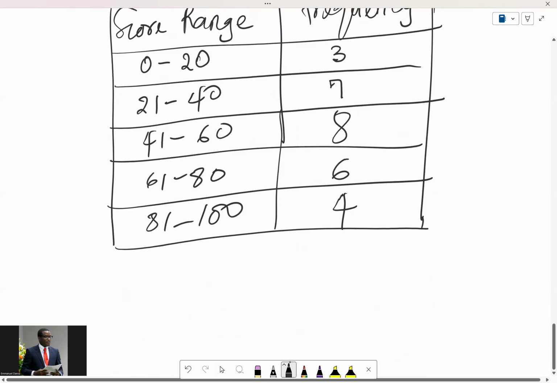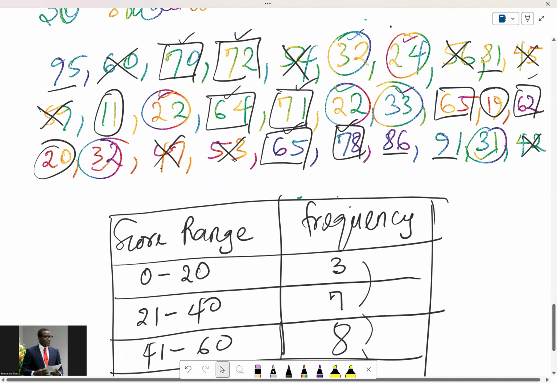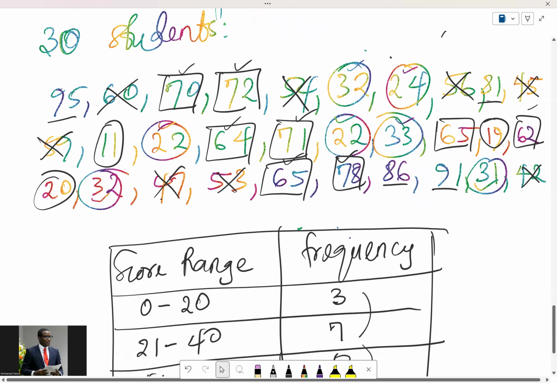So, but how do you know if you're correct? You have to check. 3 plus 7 is 10. 10 plus 8 is 18. 18 plus 6 is 24. 24 plus 4 is 28. So something is wrong somewhere. Something is really wrong somewhere. What have we done wrong? 1, 2, 3, 4, 5, 6, 7, 8, 9, 10.